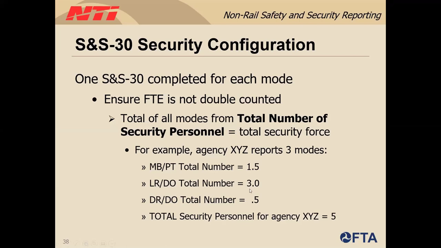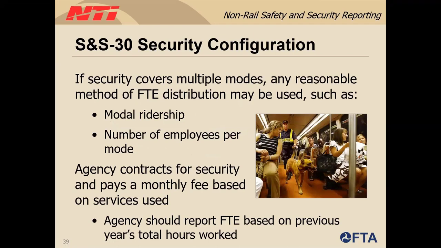For example, as you see here, let's say we've assigned 1.5 FTE for our motor bus purchased transportation. You've assigned three personnel to your light rail mode and type of service, and then you reported 0.5 personnel for your demand response. That means the agency's total security personnel equals 5 full-time equivalents. If your security force covers multiple modes, you may use any reasonable method of determining FTEs. That may be modal ridership, which is a common denominator, or the number of employees covering a particular mode. If an agency contracts for security and pays a monthly fee based on services used, they should determine the FTE based on the previous year's total hours worked.